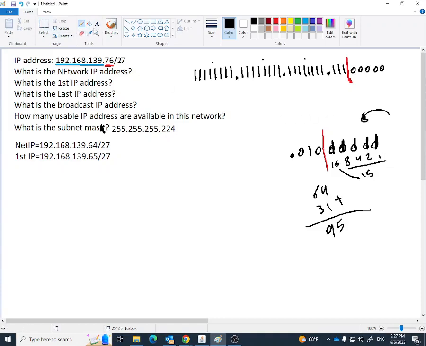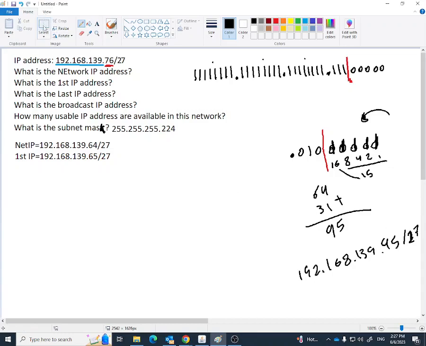There's no need to convert any binary numbers to anything. So let me just go ahead here and delete this. Just remember, the broadcast IP address that I calculated here is 192.168.139.95/27. Okay, just put it in your mind.